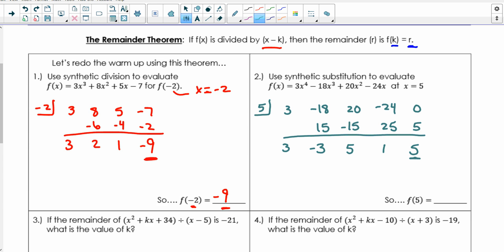So f of 5 equals 5, meaning if I substitute 5 into the equation, I get 5 out as my answer. And notice that these numbers up here were really big. Without a calculator, that would have been pretty hard. Without a calculator, using synthetic division, it's pretty easy.